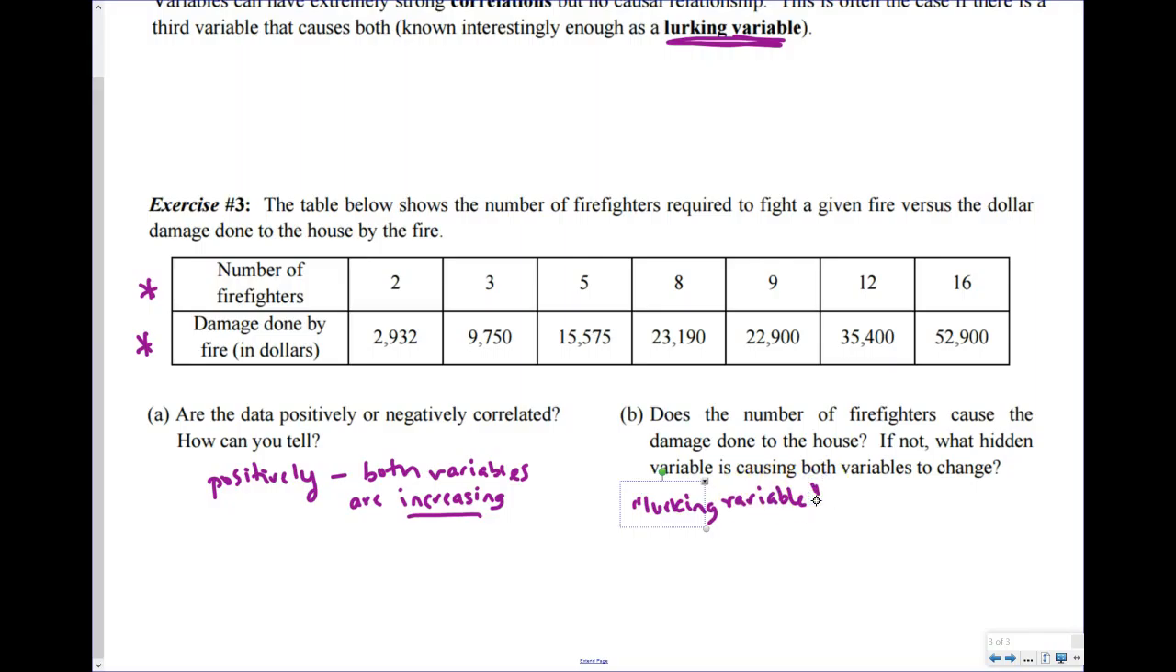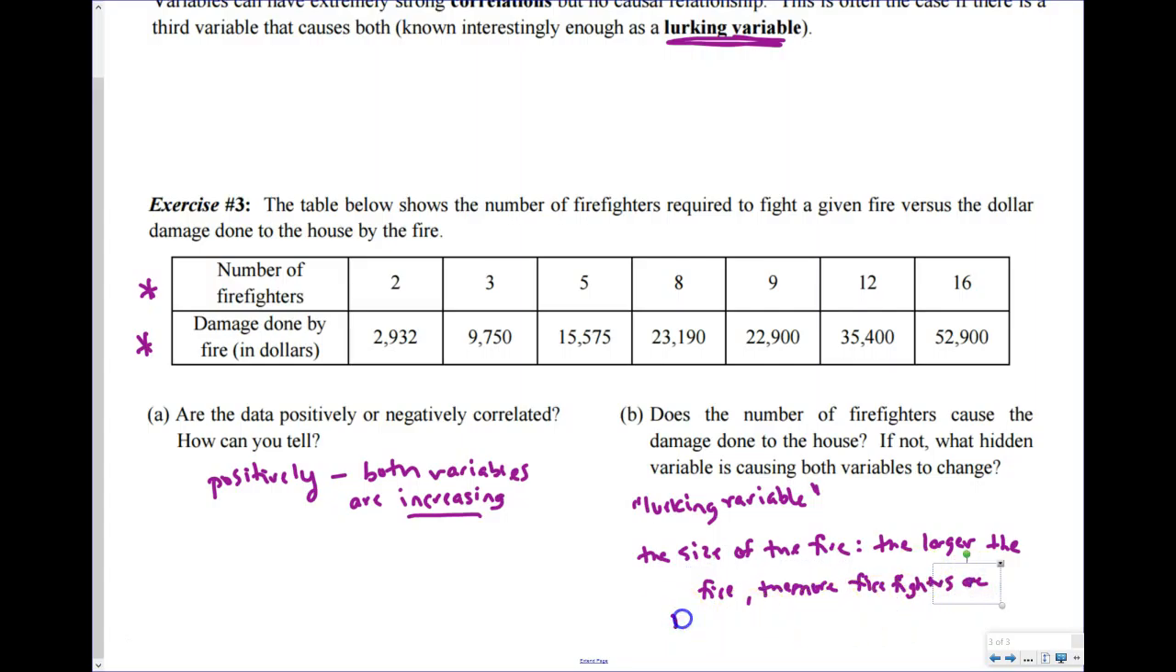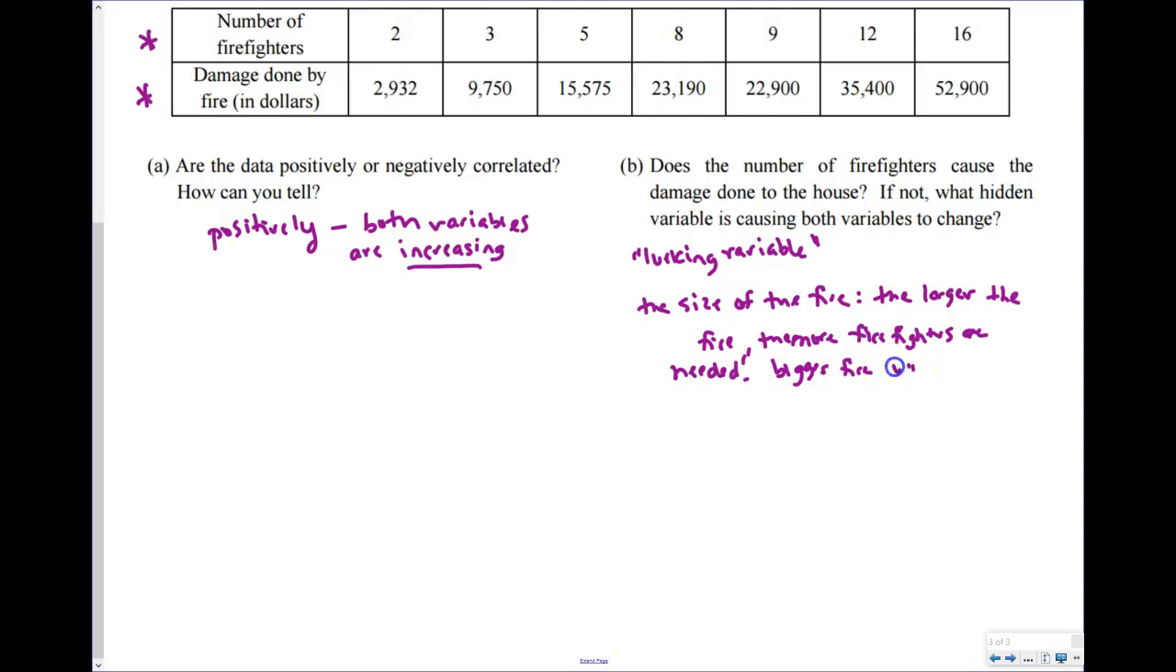Okay, and the lurking variable is the fact that the size of the fire is not taken into account here, right? The size of the fire. The larger the fire, hold on, let me rewrite that. The larger the fire, the more firefighters are needed. And the bigger the fire, it's going to do more damage. So what are we not thinking about here? We're not thinking about the size of the fire. A bigger fire will do more damage.